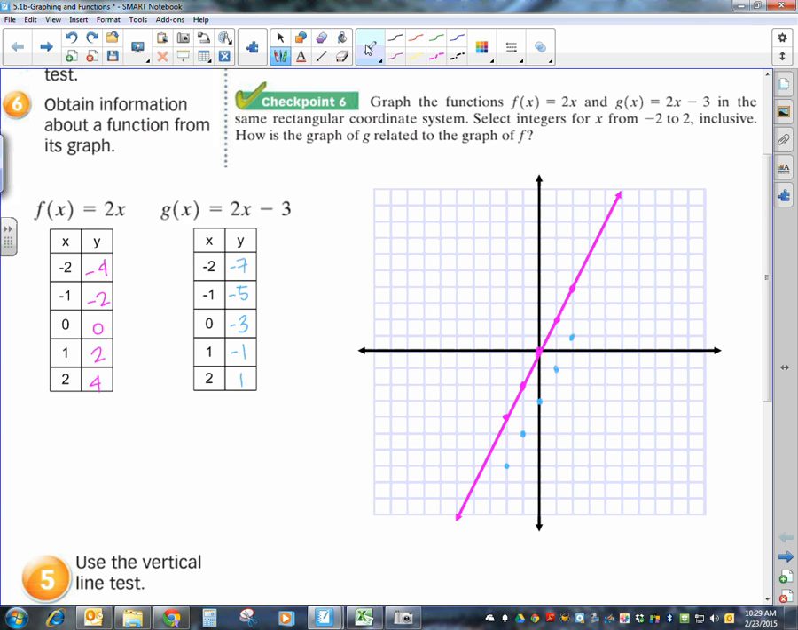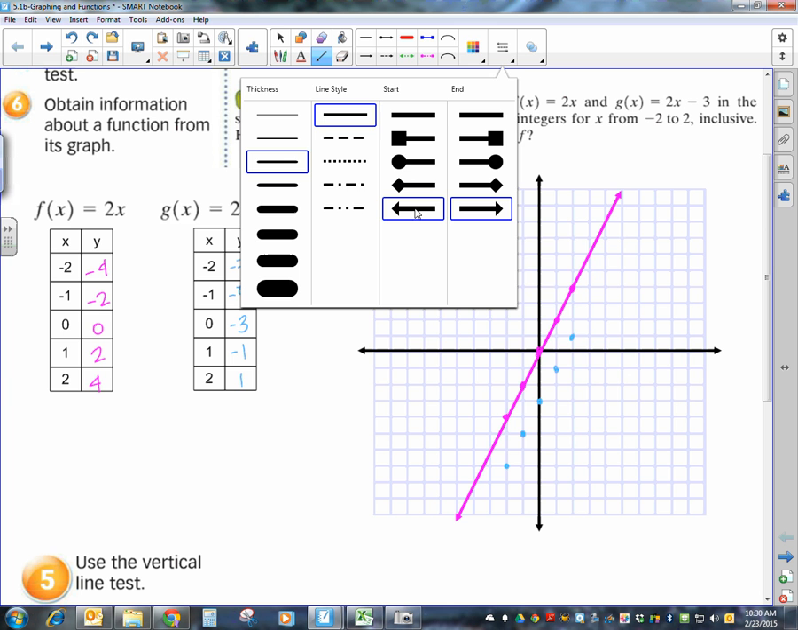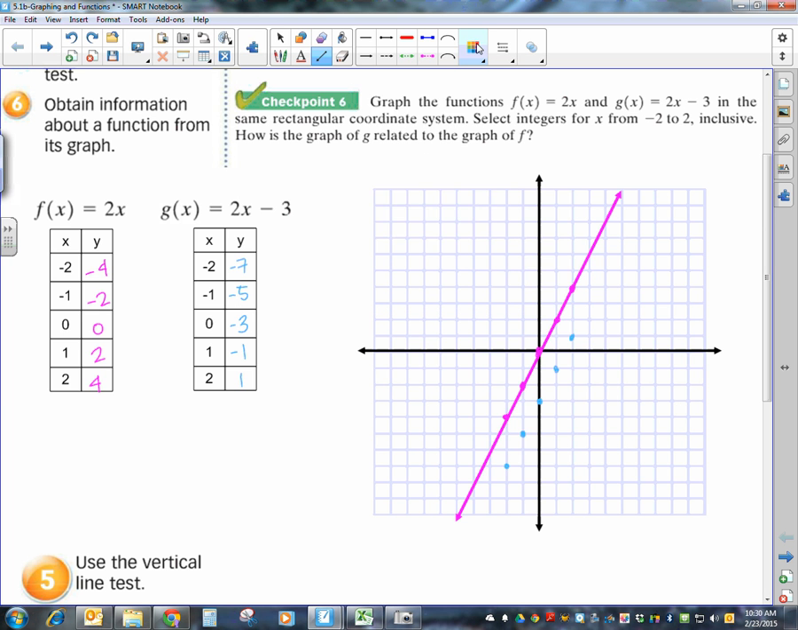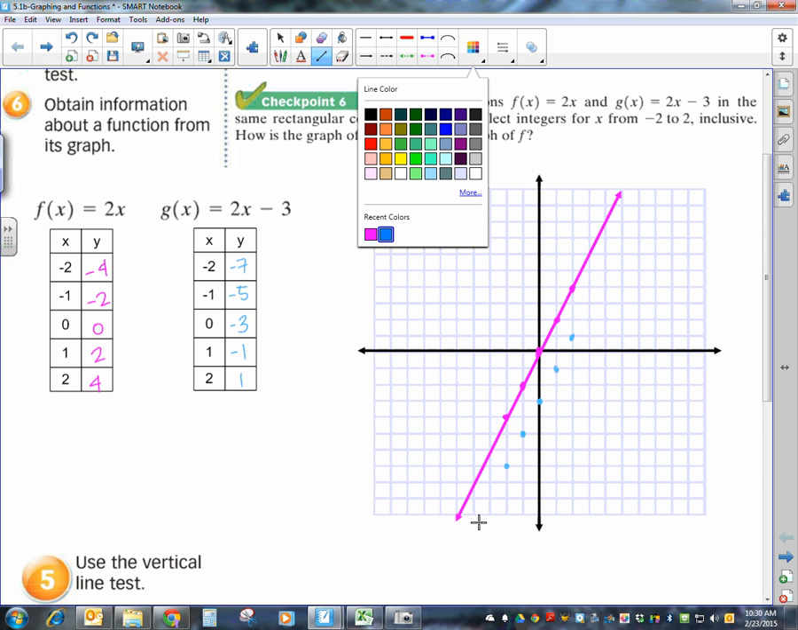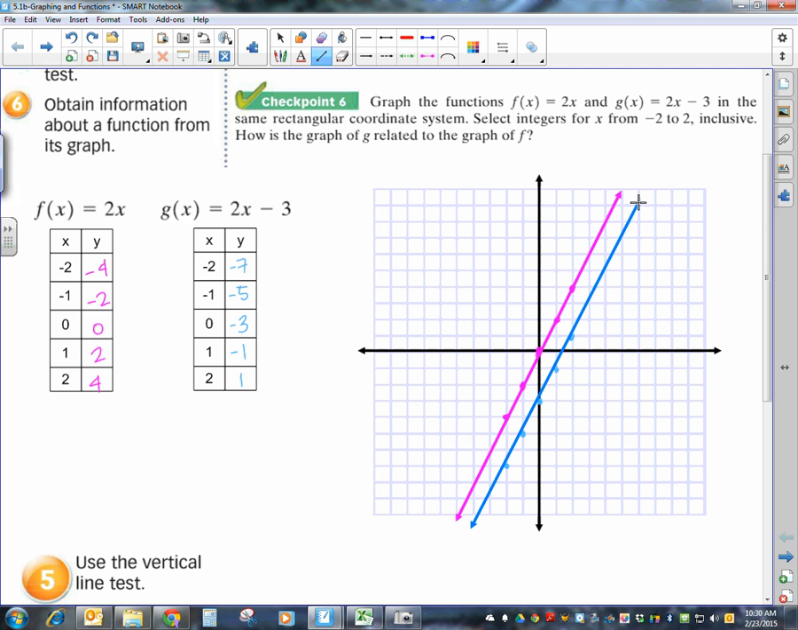So again, these points appear to be in a straight line. I want to draw a line, with an arrow on both sides because it goes on forever. And I'm going to pick a color that matches my points. When I connect these, I have something like that. Make sure when you graph these that the line goes through your points.